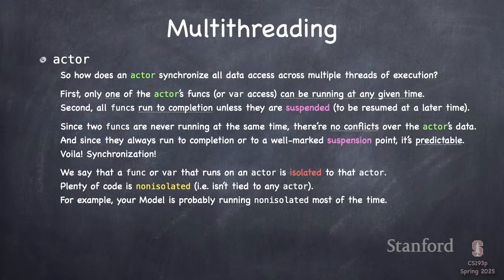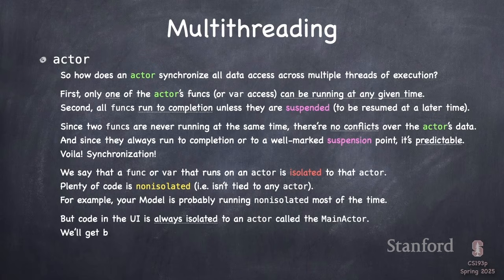And notice that I put non-isolated there in monospace font because it is a keyword. Because you can put that keyword on funcs and vars and that unisolates them. So if you had an actor that had a func and you didn't want that func to actually play the game of the actor, you can mark it non-isolated and that will make it so it doesn't do that anymore. It doesn't play the actor game.